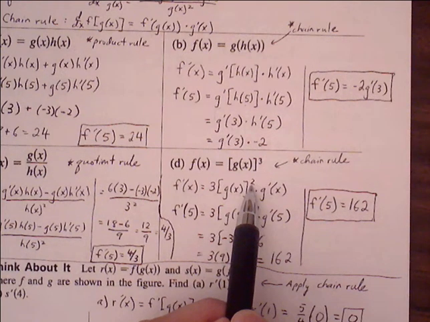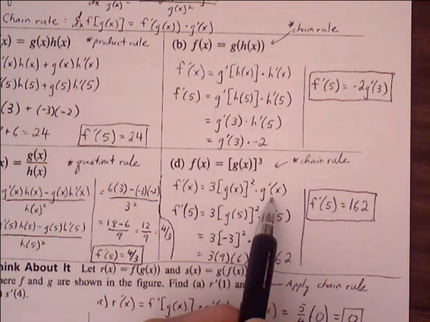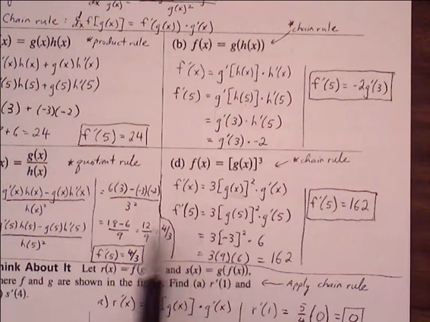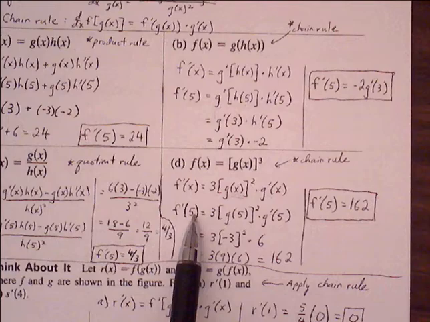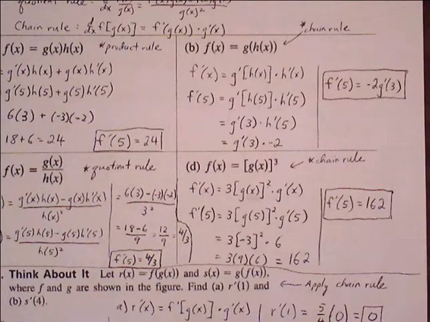The next step is multiplying by the inside function's derivative. So g of x's derivative is g prime. And now we have our derivative spelled out. Replace every x with 5, since again we're looking for f prime of 5. So 3 times g of 5 quantity squared times g prime of 5.